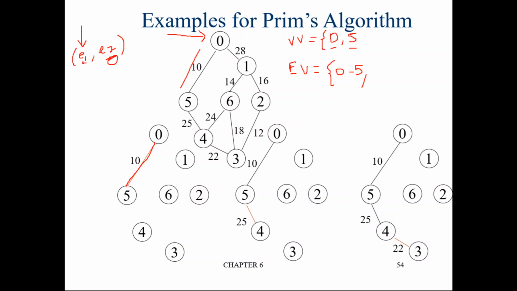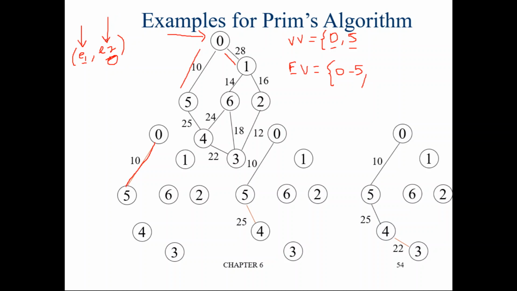The starting vertex is in the tree, but the ending vertex is not in the tree. Okay, so there are two vertices. From 0 to 5, if you see, both edges are in the tree, so we cannot take this. 0 to 1, this is one option we have.